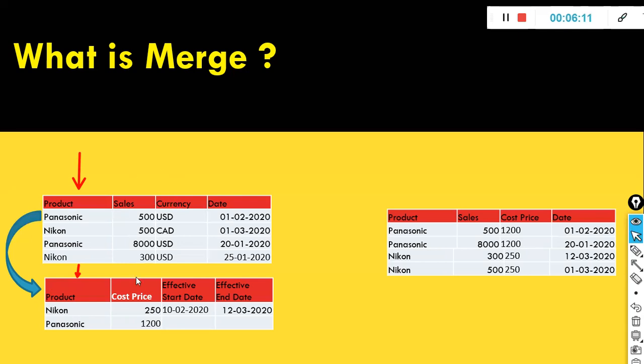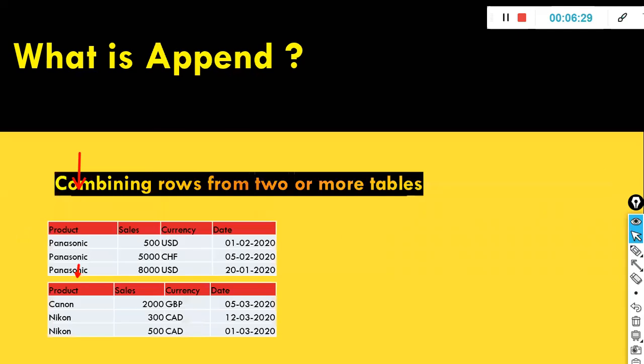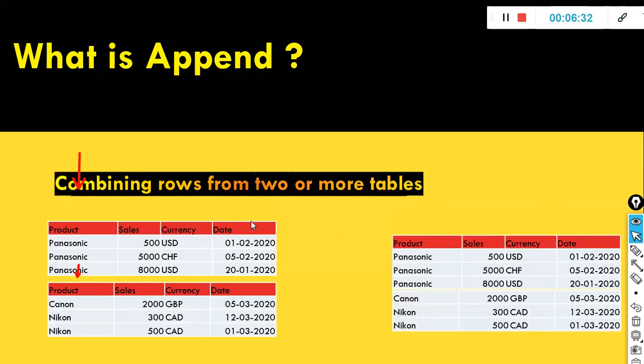See, in this table, if you want to make the cost price a part of this one, I need to join these two tables based on the common column between these two tables. Only then I should be able to do it. So this is what a merge does. Hope you understood the difference from append. In the case of append, you don't have to have a common column between the tables. Simply you can combine the data sets.